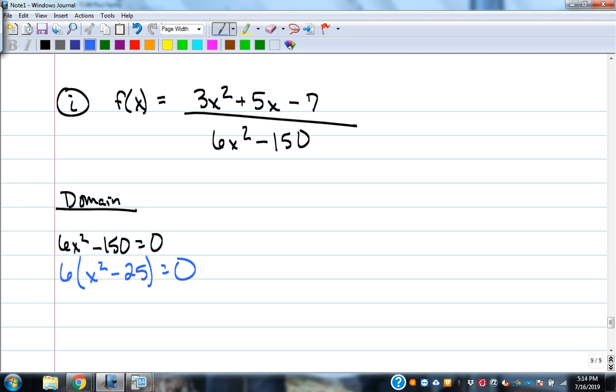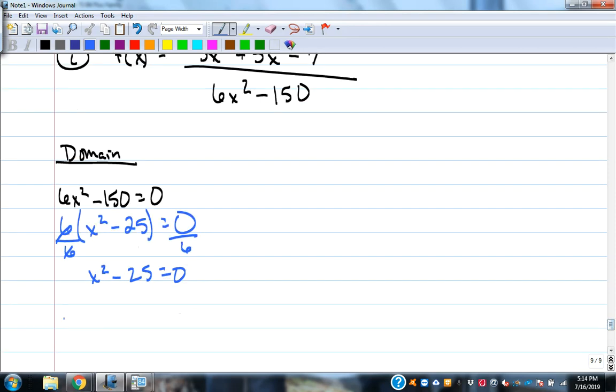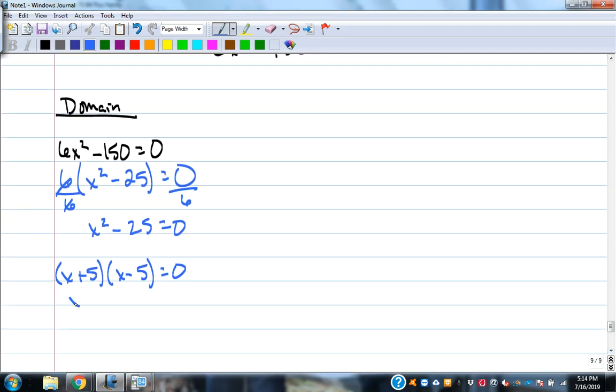When we solve that, we divide by 6 and it goes away. We get x squared minus 25 is equal to 0. That's a difference of squares. x plus 5, x minus 5. And then we set those equal to 0. And we know what's going to happen with that. It's just going to change the sign. x equals -5, x equals +5. So our domain is all x's as long as x is not plus or minus 5.